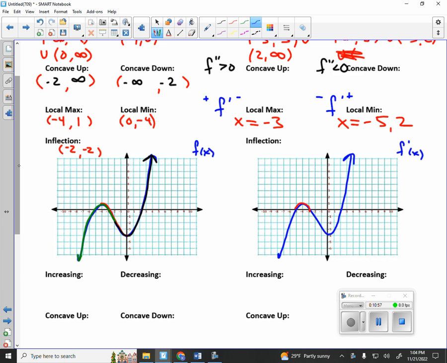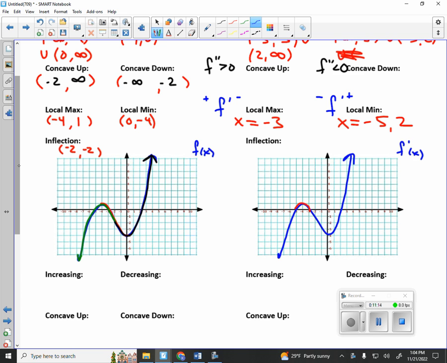Tell me something about the tangent line here. Slope is negative. So therefore, the second derivative is negative here. And then here, the slope is 0. So the second derivative is 0 at this spot.